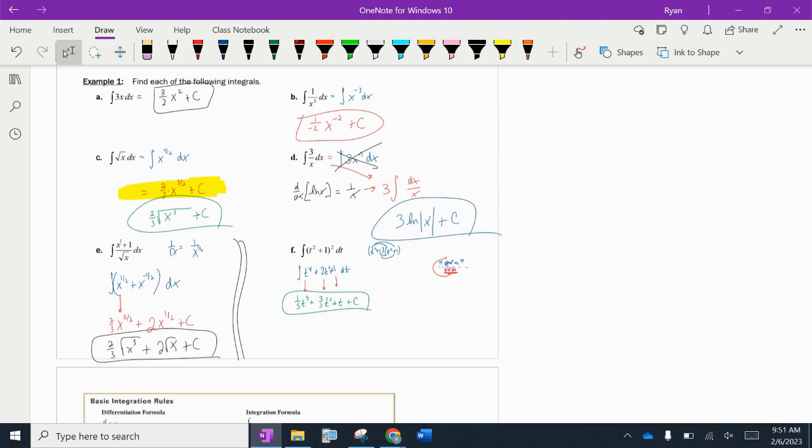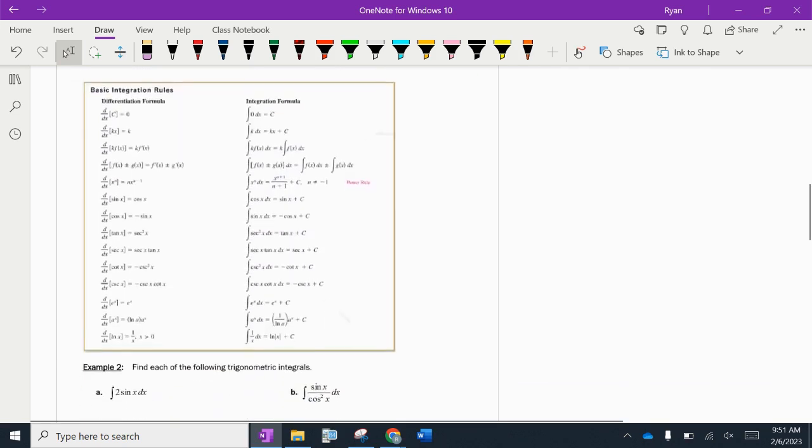Cosine, right? What's the derivative of cosine? Negative sine. We're going backwards. What's the derivative of tangent? Secant squared. What's the derivative of secant? Secant tangent. So we're going to have to know those and be able to step our way backwards. Go ahead and scroll down a little bit.